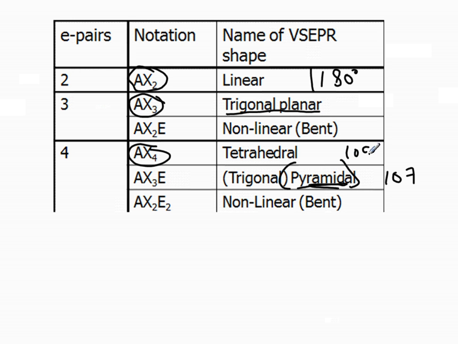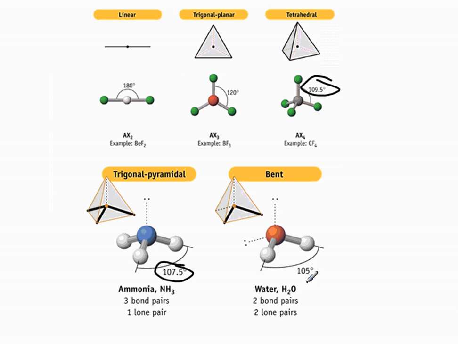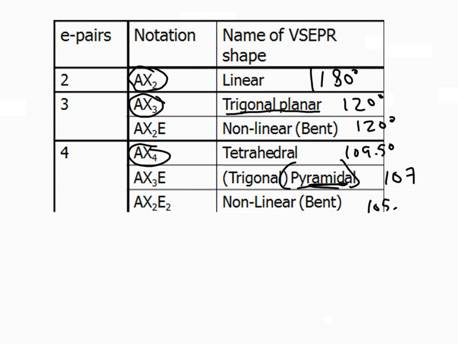Planar is going to be 120. Bent with 1 lone pair of electrons is going to be 120. And then nonlinear bent is around 105. 105 or 104.5, where is it here? Bent is right around 105, right there. 104.5 I think is what they gave you in the notes. So we'll say 104.5. All right, so that's how you basically do species formula and geometry.